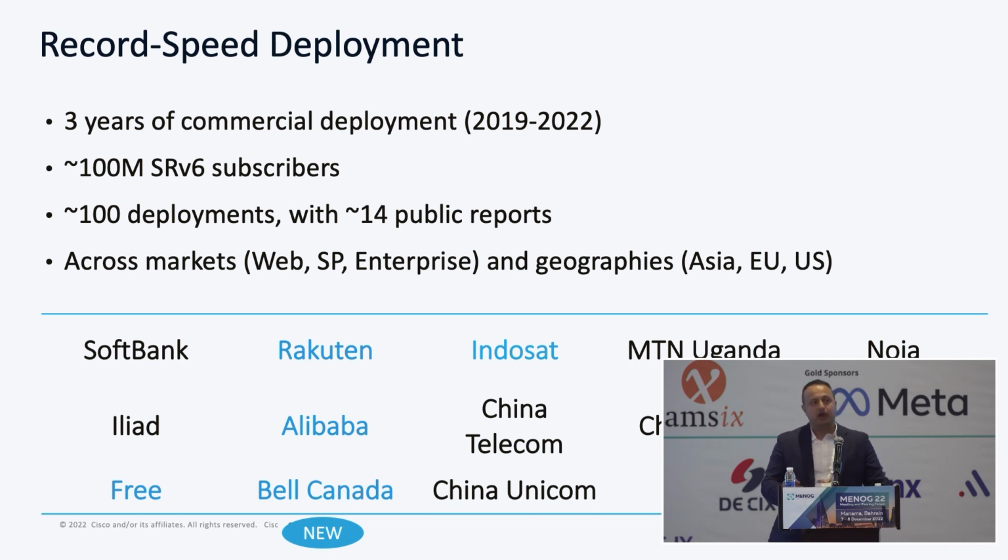So today we have commercial deployments that have been in production for almost 3 years, since 2019. And we have other deployments that are non-Cisco, or Cisco plus other vendors as well. It's almost 100 deployments, with 100 million subscribers being carried over SRv6 transport networks.